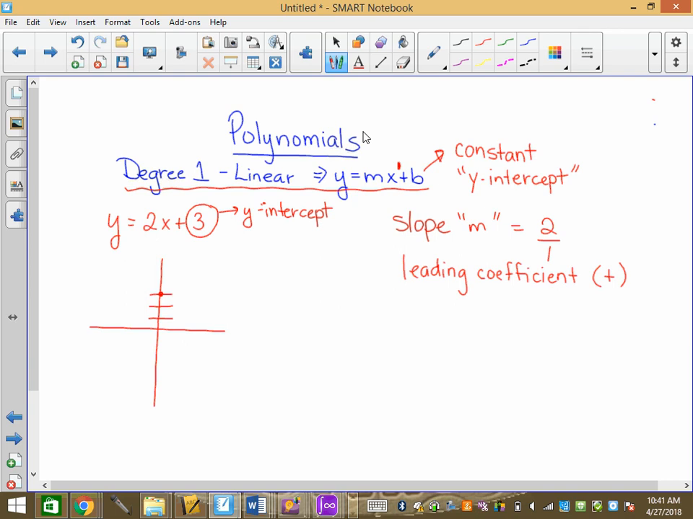And why is it called the leading coefficient? Because it leads the equation. Why does it lead the equation? Because it's the number in front of the largest exponent. Coefficient is just the word that means in front of. So if it's a coefficient, it's the number in front of the variable. The leading coefficient is the one that leads the equation, so it's the one in front of the largest exponent. It only has one exponent in this one, so 2 is always going to be your slope. In this case, it can be your leading coefficient.